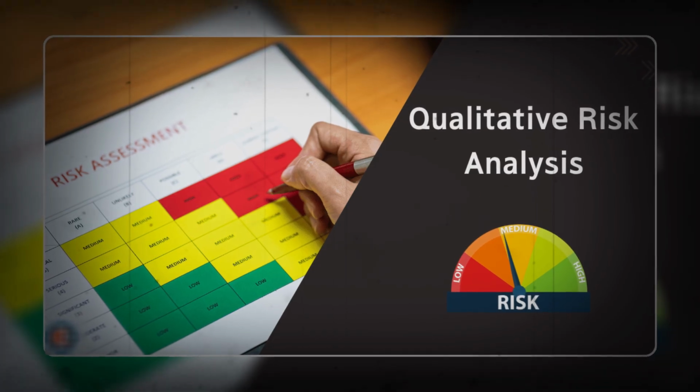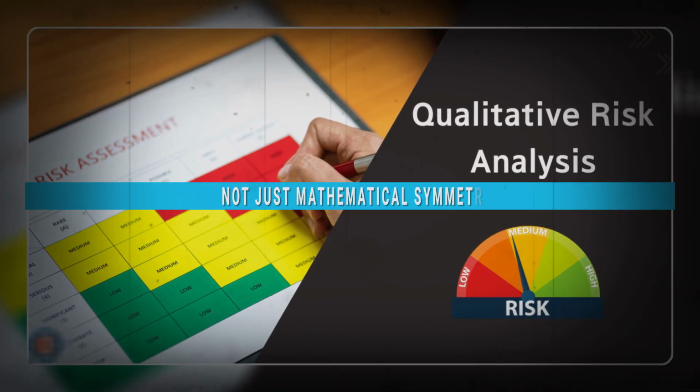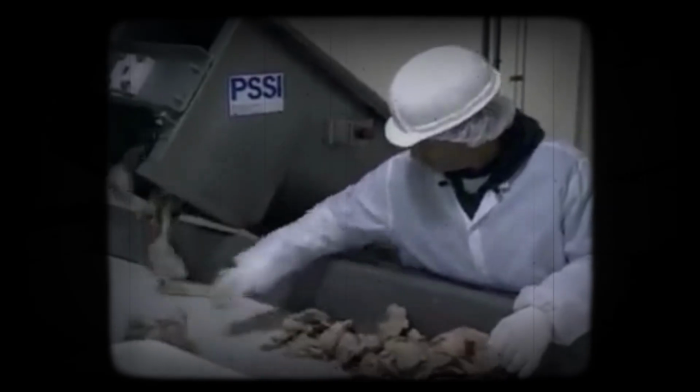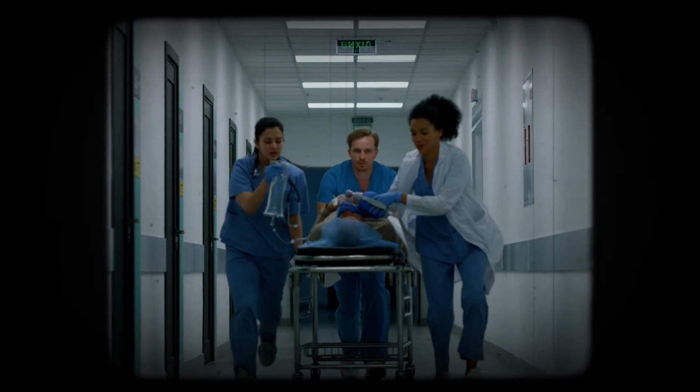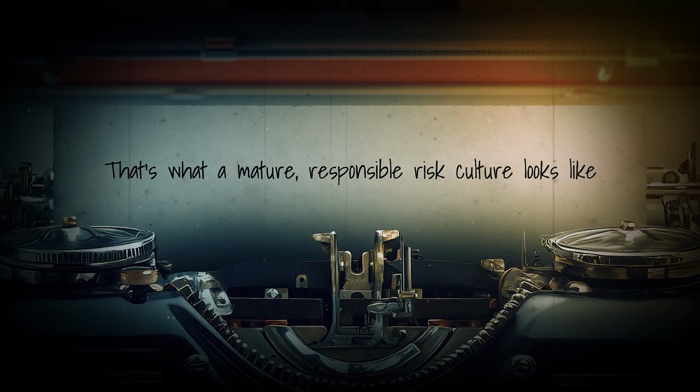The lesson? Risk matrices should reflect the true impact of severity, not just mathematical symmetry. Even rare events with catastrophic consequences demand serious attention and proactive control. That's what a mature, responsible risk culture looks like.